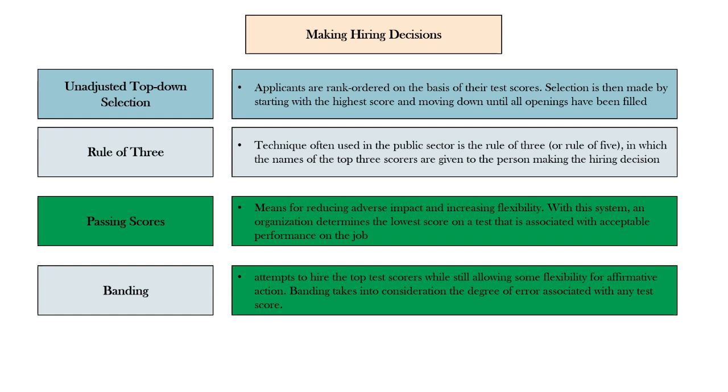We also have passing scores, a means for reducing adverse impact and increasing flexibility. With this system, an organization determines the lowest score on a test that is associated with acceptable performance on the job. We also have banding, wherein it attempts to hire the top test scorers while still allowing some flexibility for affirmative action. Banding takes into consideration the degree of error associated with any test score, right?